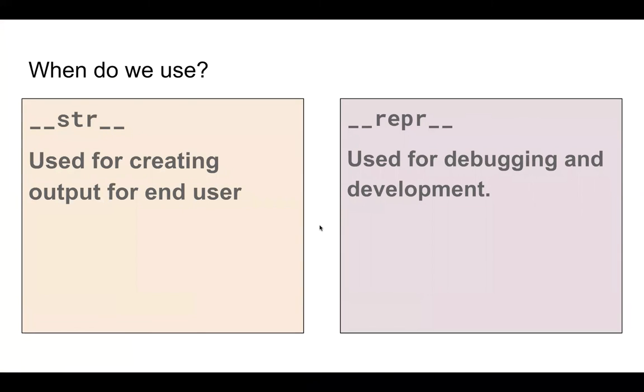So when we use str and when we use repr: str is used for creating output for the end user. However, for debugging purposes and development, you use repr. You're going to be using that to create copies of objects as you write your code.